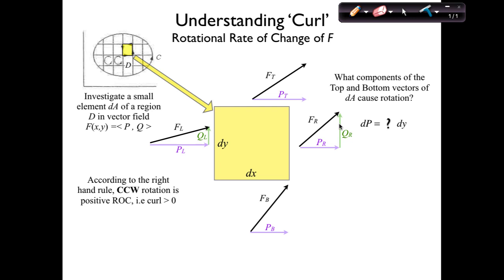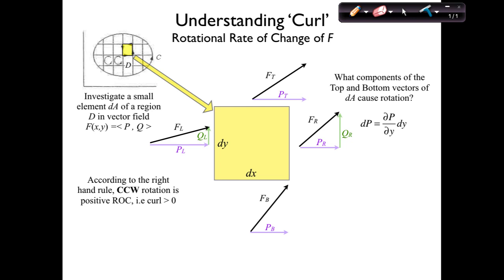The change in p with respect to y. Right. The rate of change, right? I want the rate of change of p with respect to y, the partial derivative. So the partial derivative of p with respect to y is going to allow me to get that change in p for the given change in y. And that change in p is going to help me determine how much rotation I have. Do you see that?